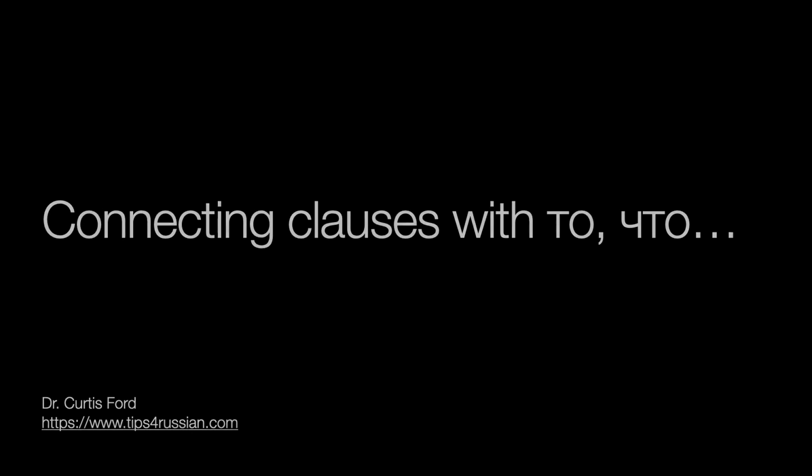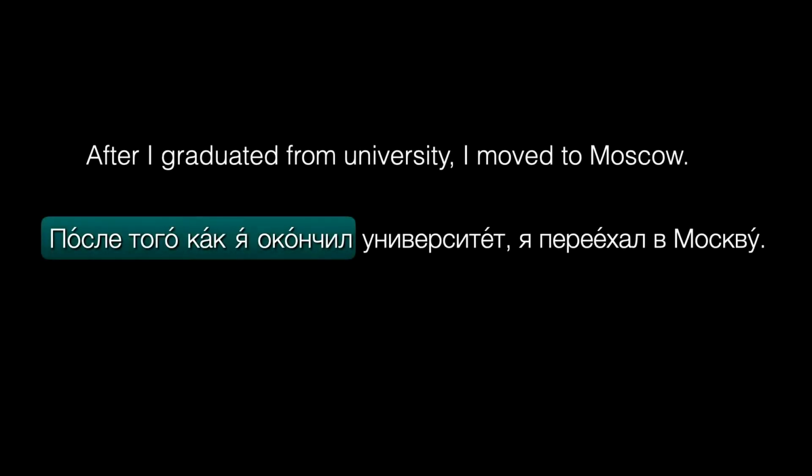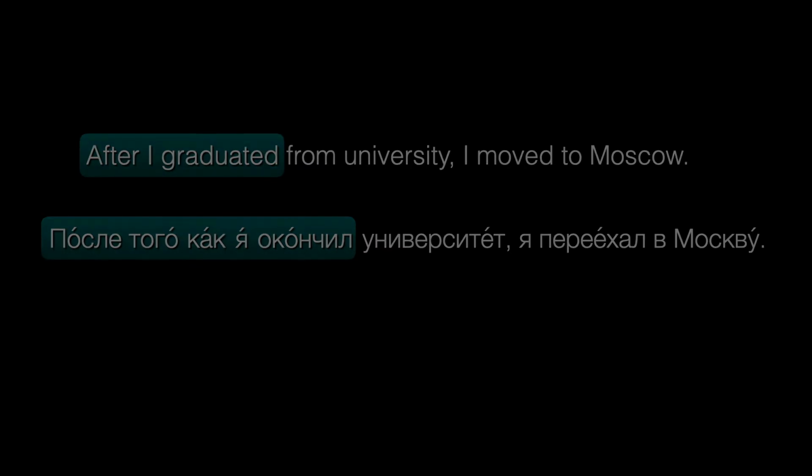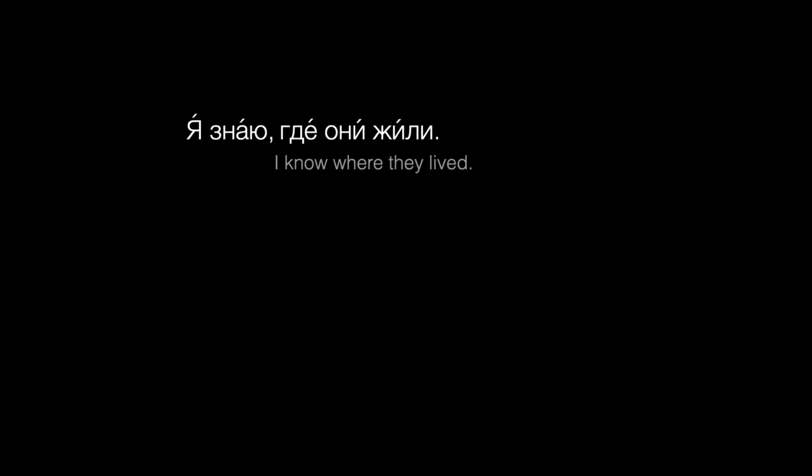In another video, we looked at how we can use после того, как to express after something happens. That is, when a preposition refers to a clause, not just a noun. Now let's look at a similar pattern that will open up all sorts of possibilities for what you can understand and express in Russian. Let's start here. Я знаю, где они жили.